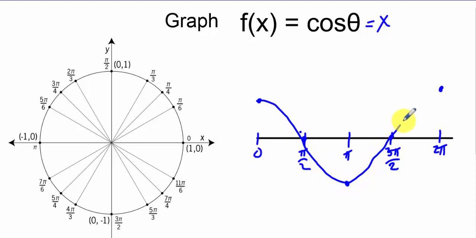And I'm doing it in this curvy format because that's what it actually looks like. It's not linear. And go from there, and there's our relative cosine graph.